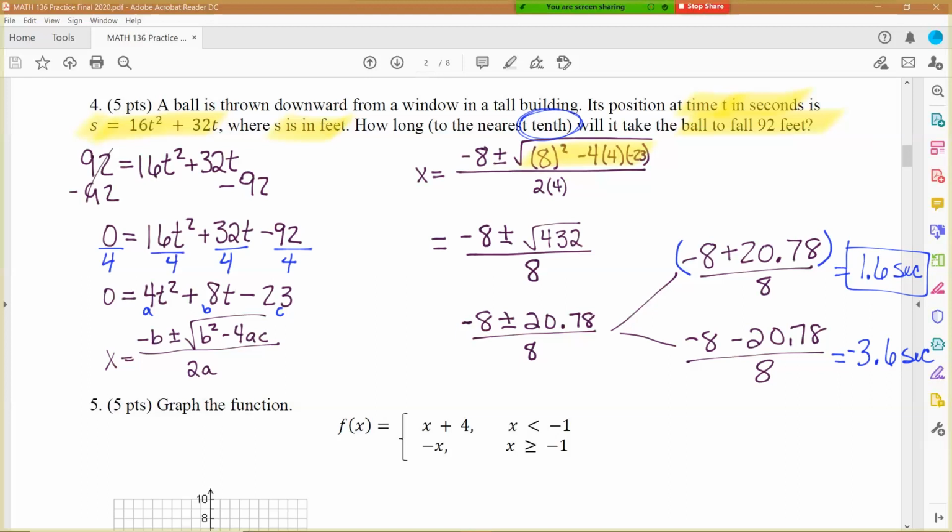So that one's extraneous. We didn't do anything wrong in the problem. It just doesn't make sense that you threw a ball and you said it was at 96 feet at -3.6 seconds. So the only answer we have here is the 1.6 seconds for the ball to reach that.